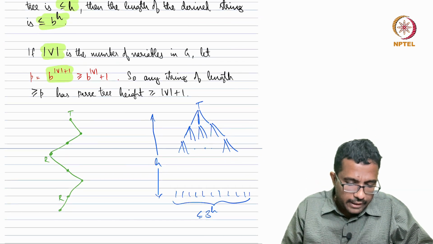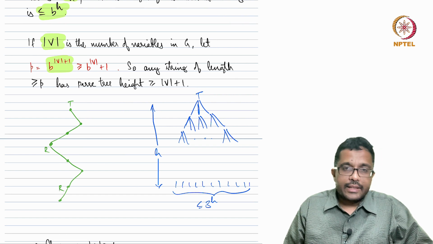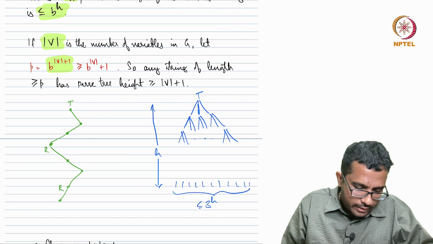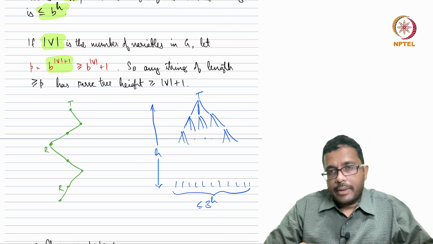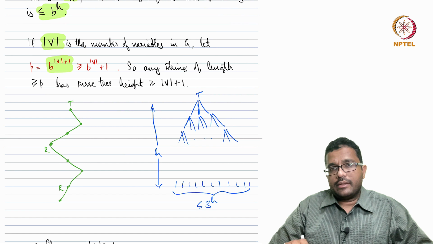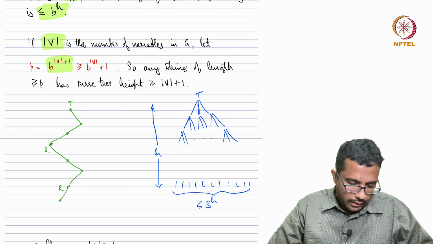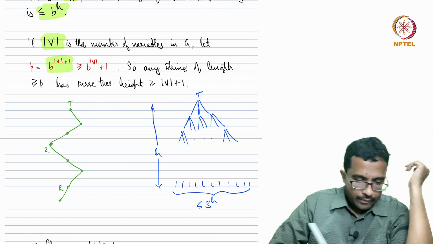So if the height is v or less, then the length of the string is at most b power v. But by the choice of the string, the length of the string is at least p, and we know that p is at least b power v plus 1. So the height of the parse tree has to be at least v plus 1, if not more. So now the height, so what do I mean by height of the tree?